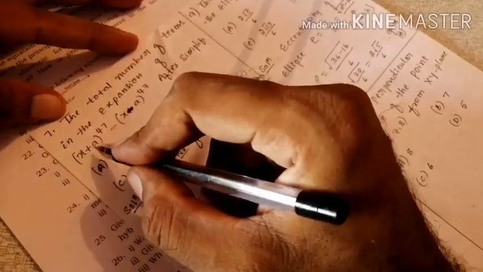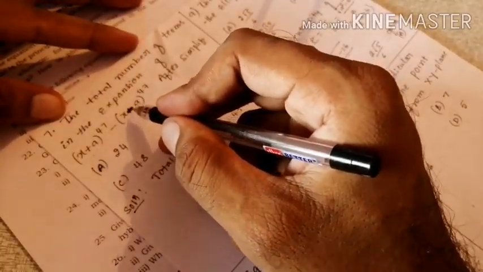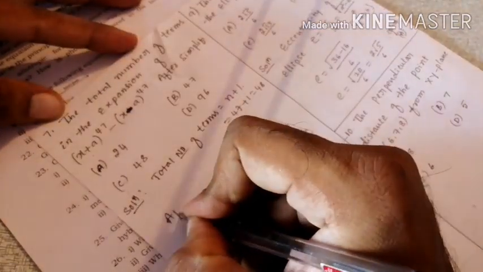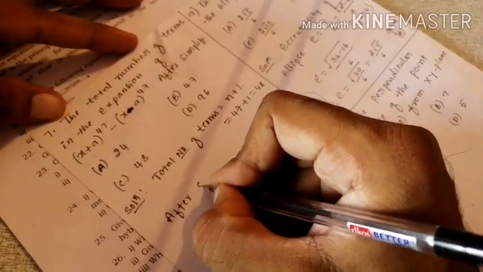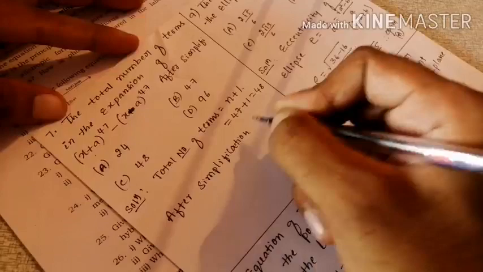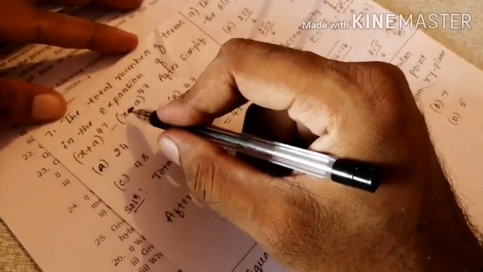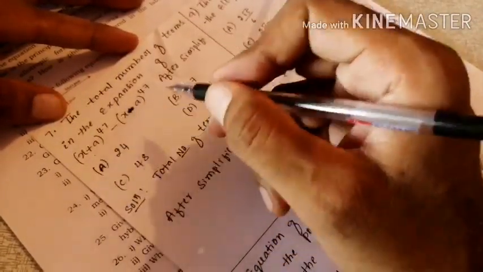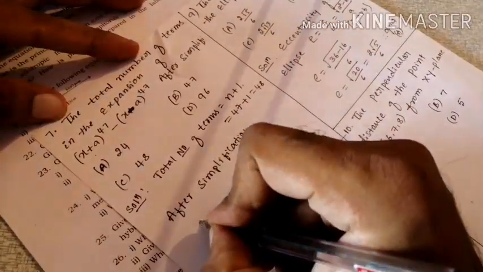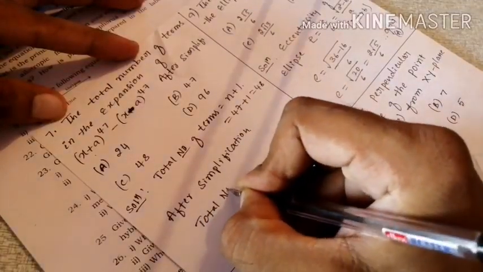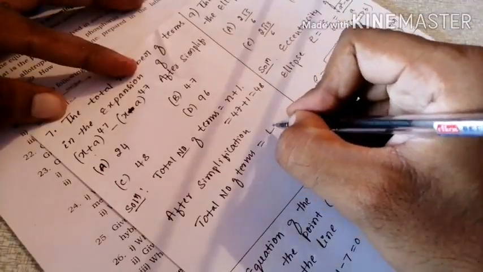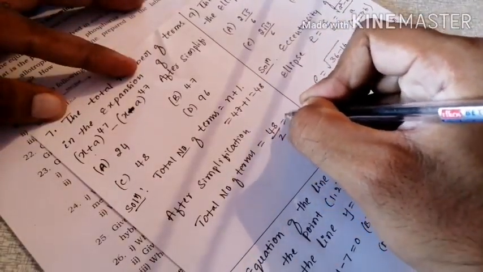What is happening here? We have two series, the same series with alternative sign. After simplification, keep it in mind, my dear students, the same terms will come, some terms will get cancelled. How many terms will get cancelled? It's very easy. After simplification, the total number of terms is equal to 48 by 2, it is 24.